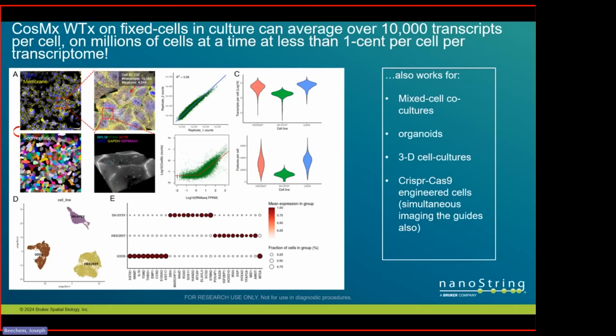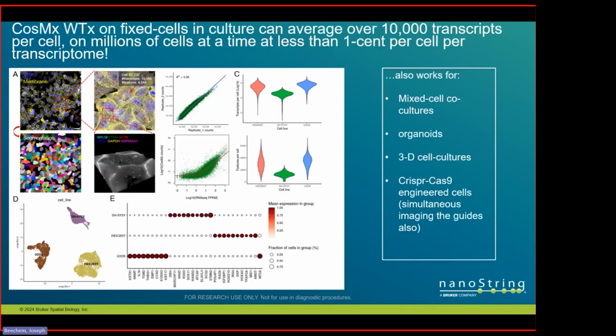You are operating at the whole transcriptome level. You're having up to 10,000 transcripts per cell. You can see there in the middle with all the gene diversity. But now you're doing over 1 million single cells at a time, and you're doing it for less than 1 cent per cell per whole transcriptome.